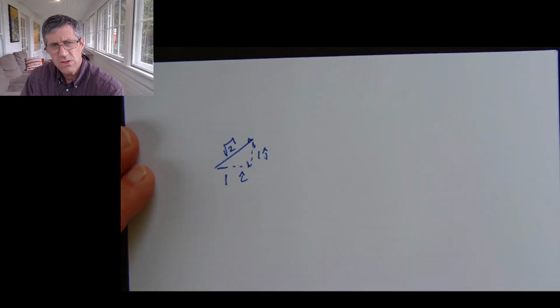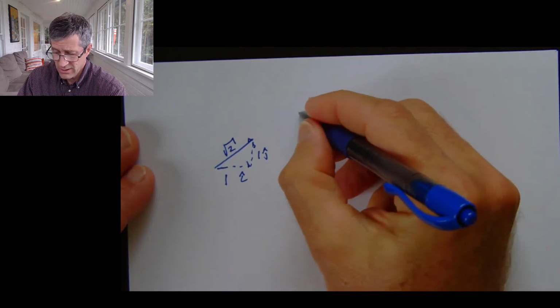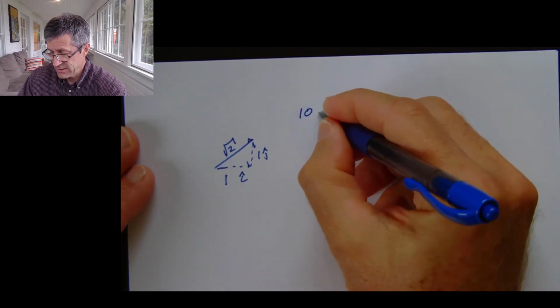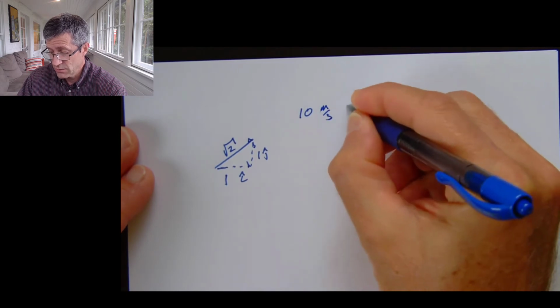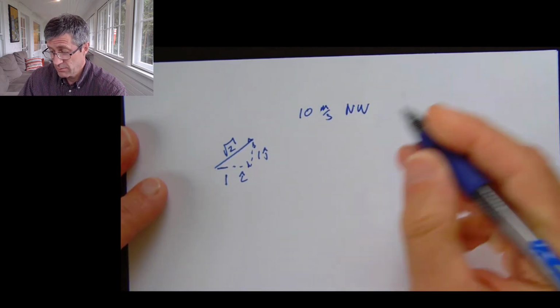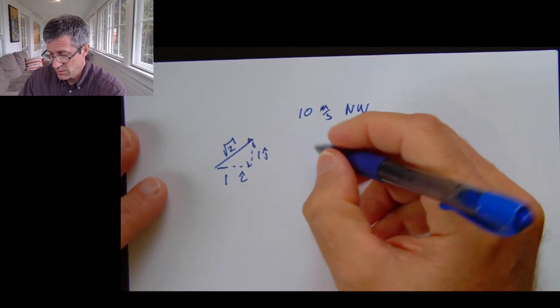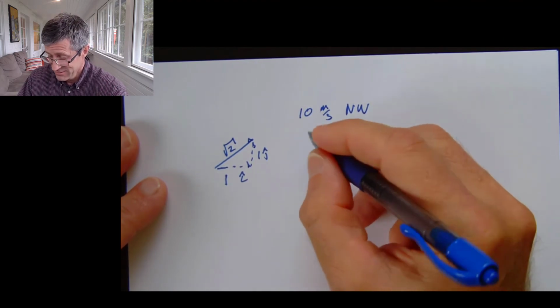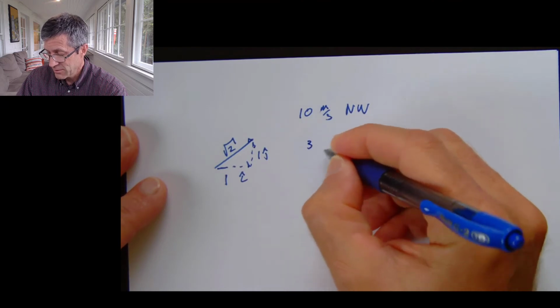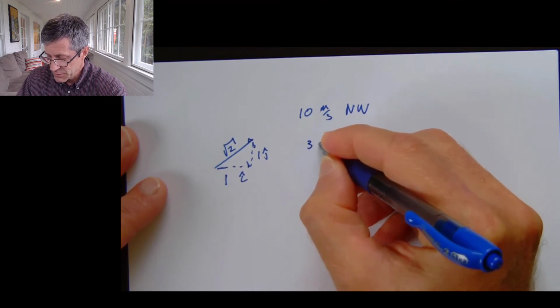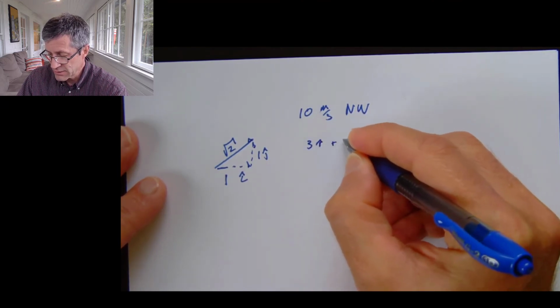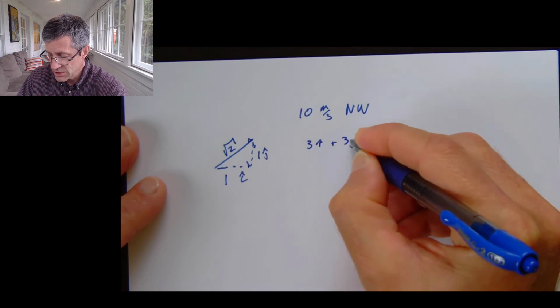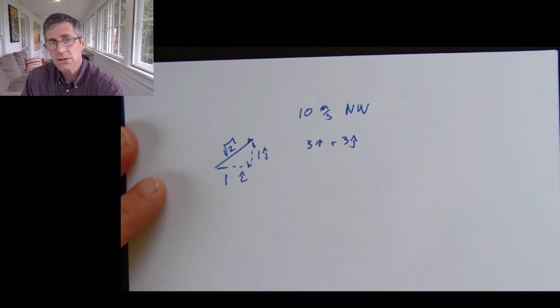So this is the idea that instead of having a vector, say this has 10 meters per second going to the northwest, I'm going to describe a vector which has, well, root 10? Oh, I know, so 3 meters per second in the I direction plus 3 meters per second in the J direction. And this is a different way of describing it.